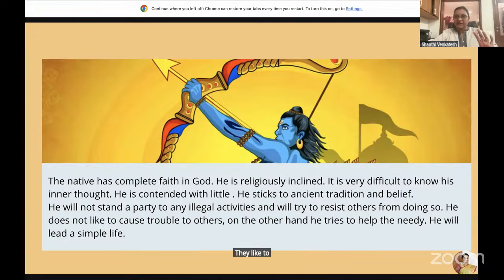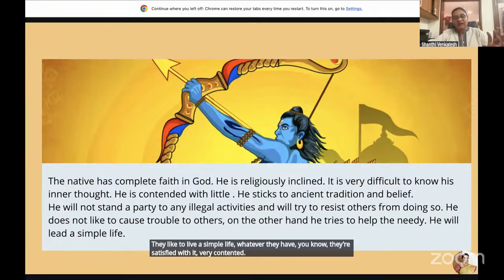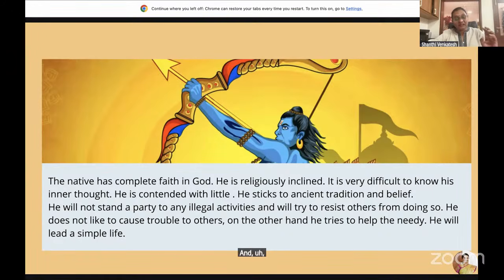They like to live a simple life. Whatever they have, they're satisfied with it, very contented. And they like to follow traditions, ancient traditions and beliefs, and give a lot of importance to dharma. See, it is Lord Rama's nakshatra, so you can understand how dharmic Lord Rama was.